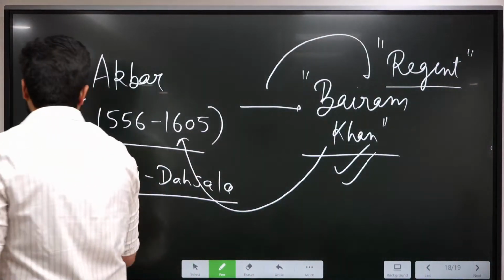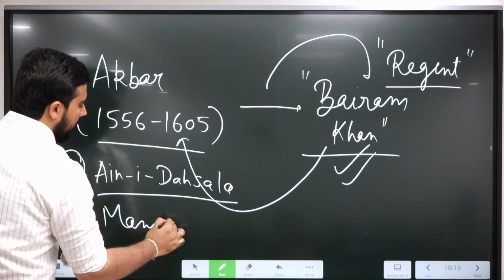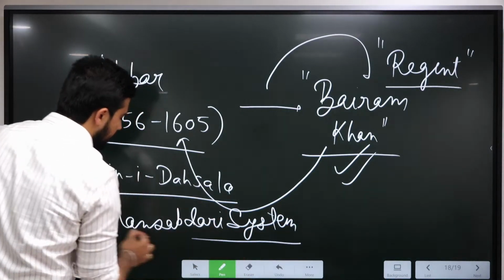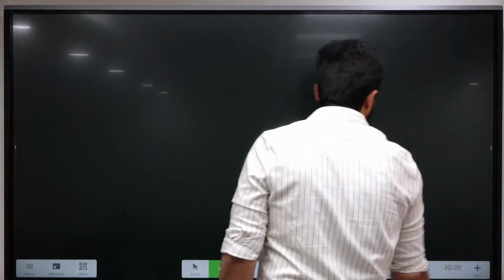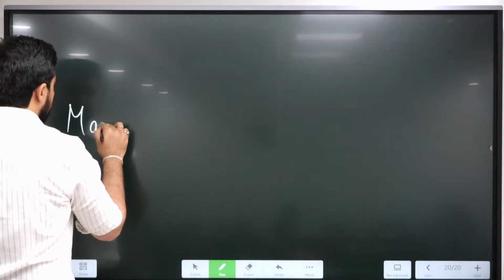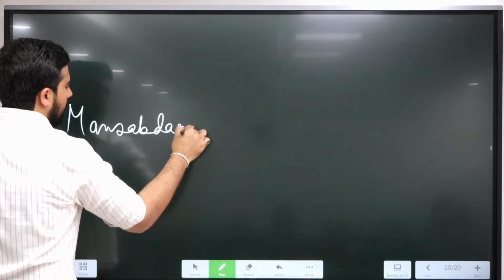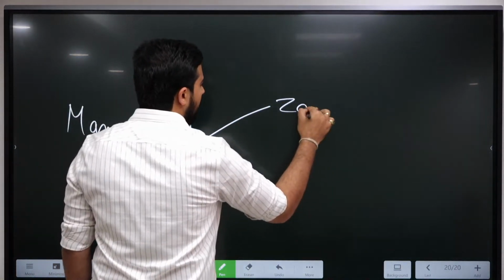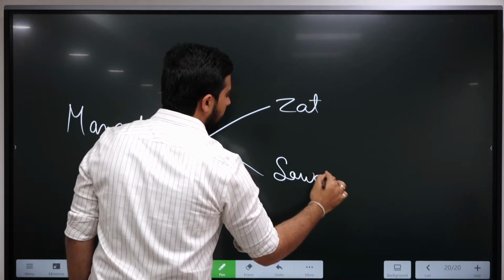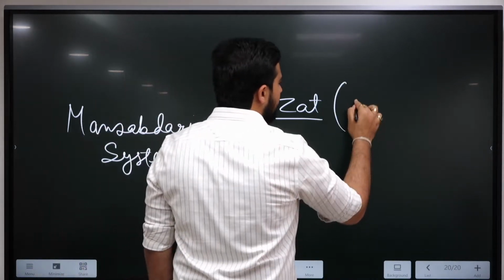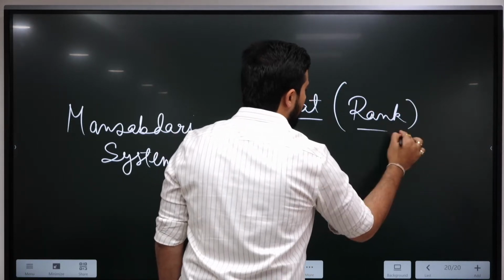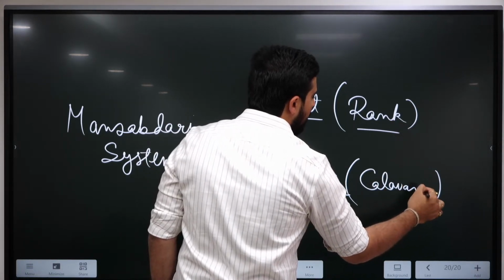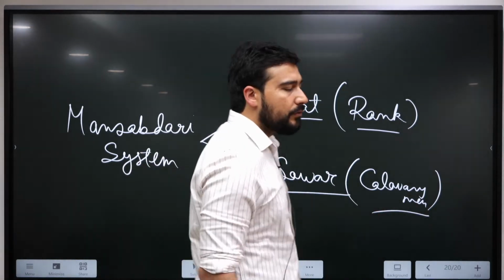Second, it was the Mansabdari system. So in the Mansabdari system, there was a system of dual ranks, Jat and Savar. Jat, this was the personal rank, and Savar, this was more about the number of cavalrymen and horses which one has to keep.